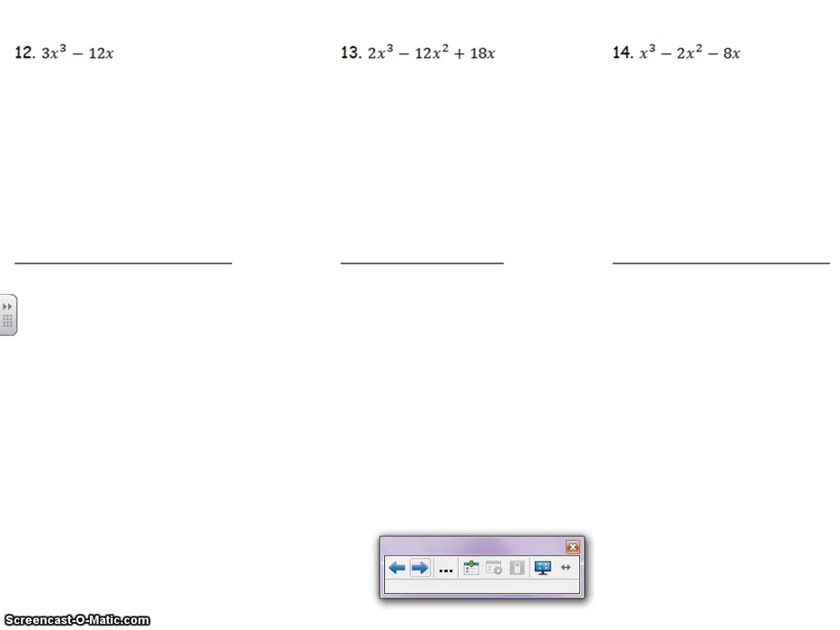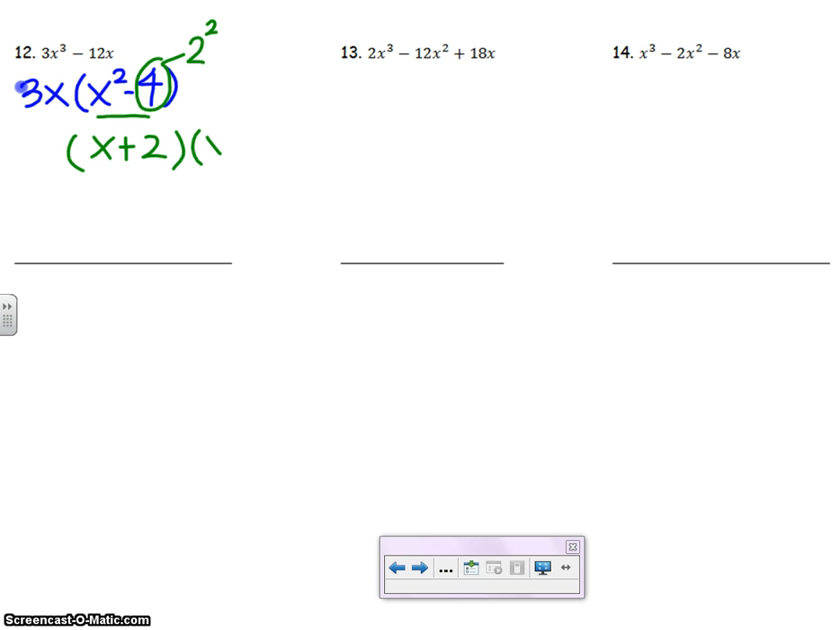Last couple here. When we look at number 12, this one is like number 10. Our GCF is going to be 3x, and we're left with x squared minus 4 in parentheses. Now, unlike number 10, we're still able to factor x squared minus 4 because that is a difference of squares. So that will factor to x plus 2 times x minus 2. And again, what's in green is not our complete answer. We have to write our completely factored answer as 3x times x plus 2 times x minus 2.